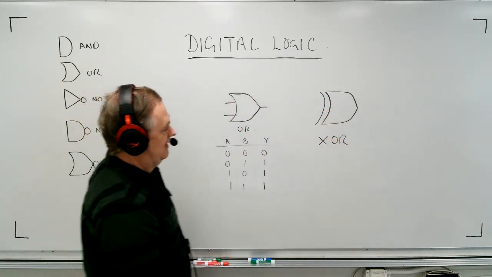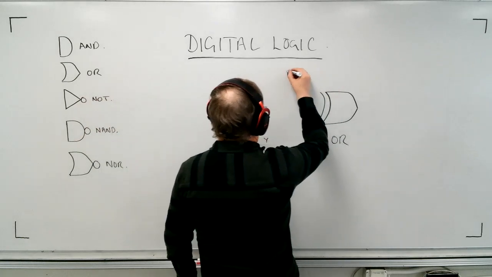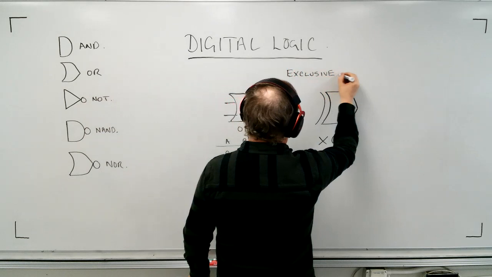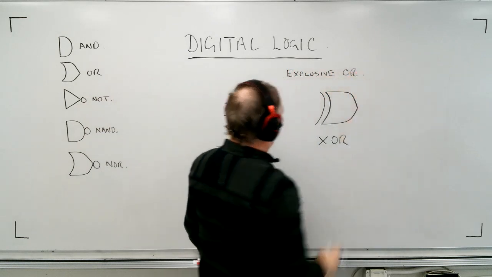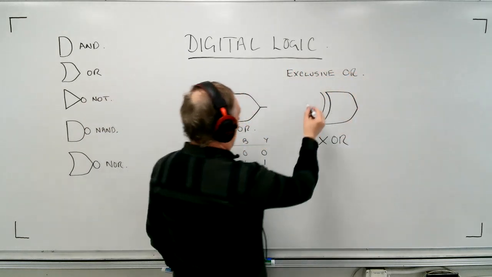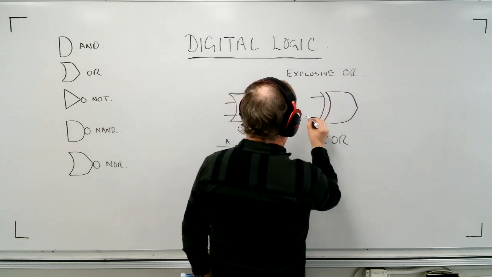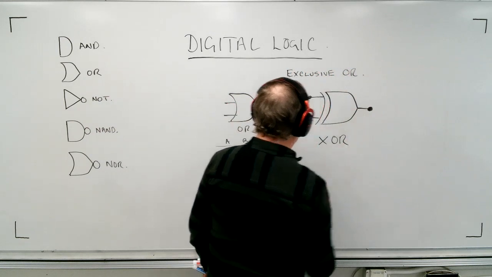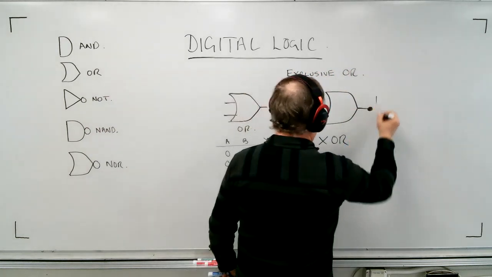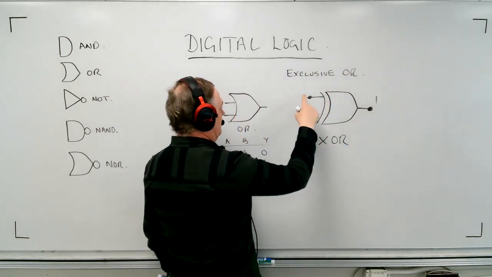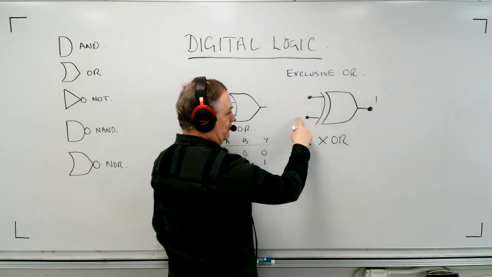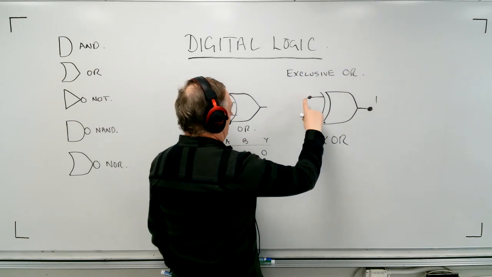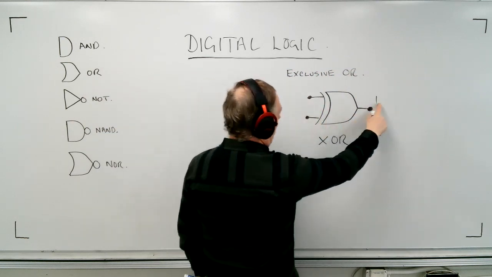And the X stands for essentially exclusive OR. So what that means is if I put my inputs on here and my output on here, if I get a 1 over here, it means that I have either this one and not this one, or this one and not this one. But if I have both, then I won't get a 1, I'll get a 0.